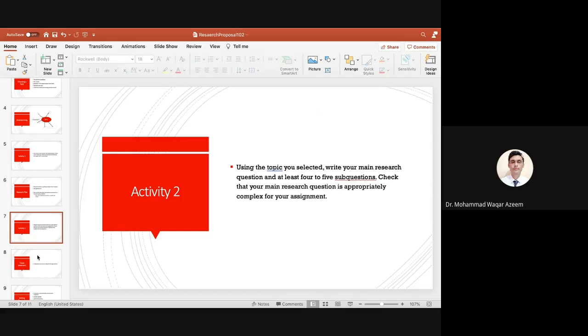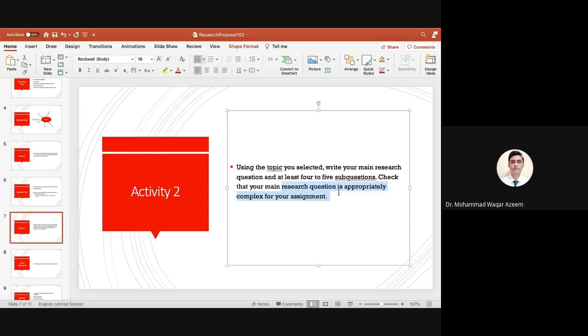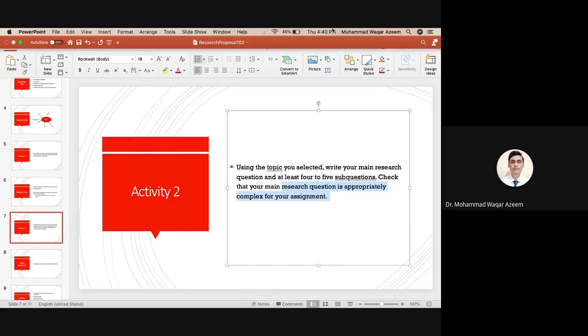So therefore, make sure that your research question does not have an obvious answer. If it has an obvious answer, then it doesn't require any research. So a research question should be a research question.